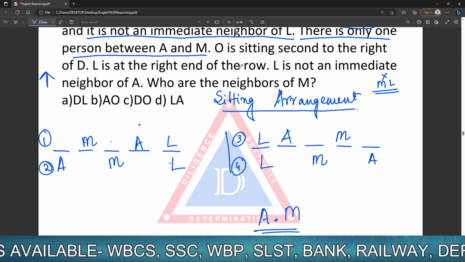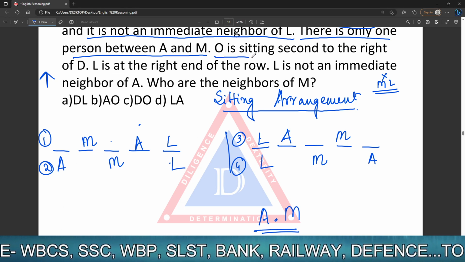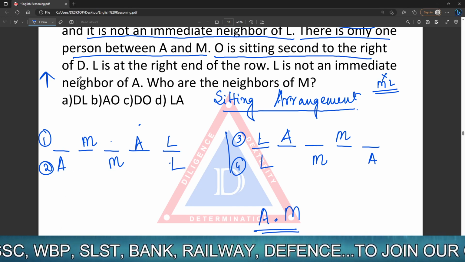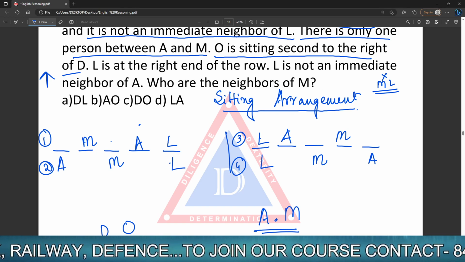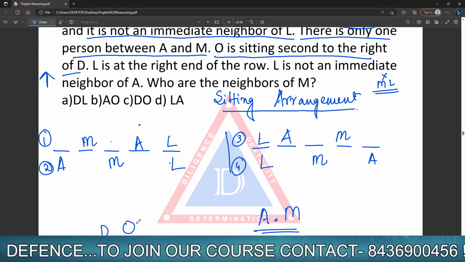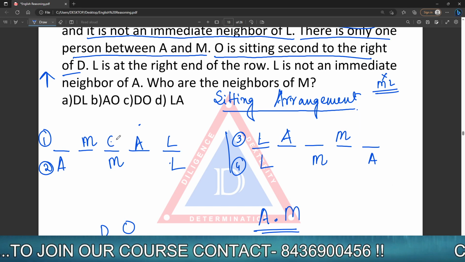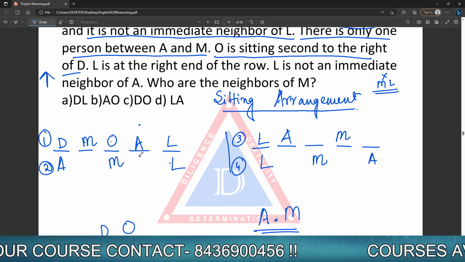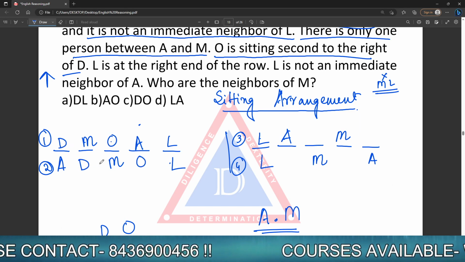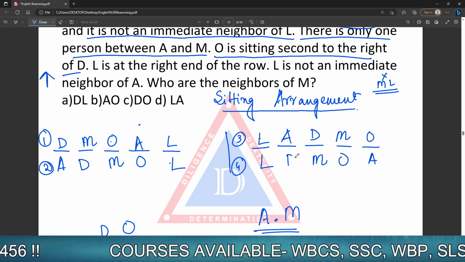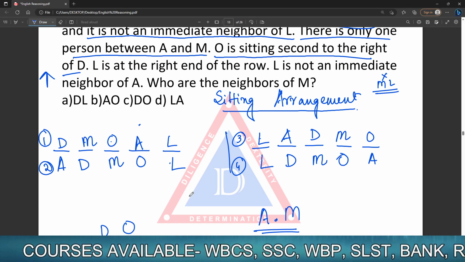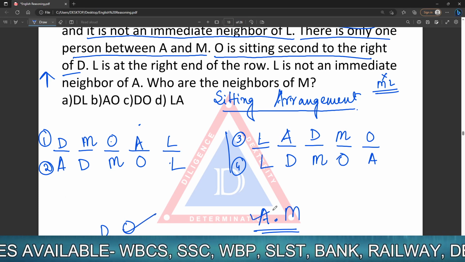Okay. Now, what is given? O is sitting to the right of D. So O should be here, D should be here. Got it? This is also complete, this is also complete.